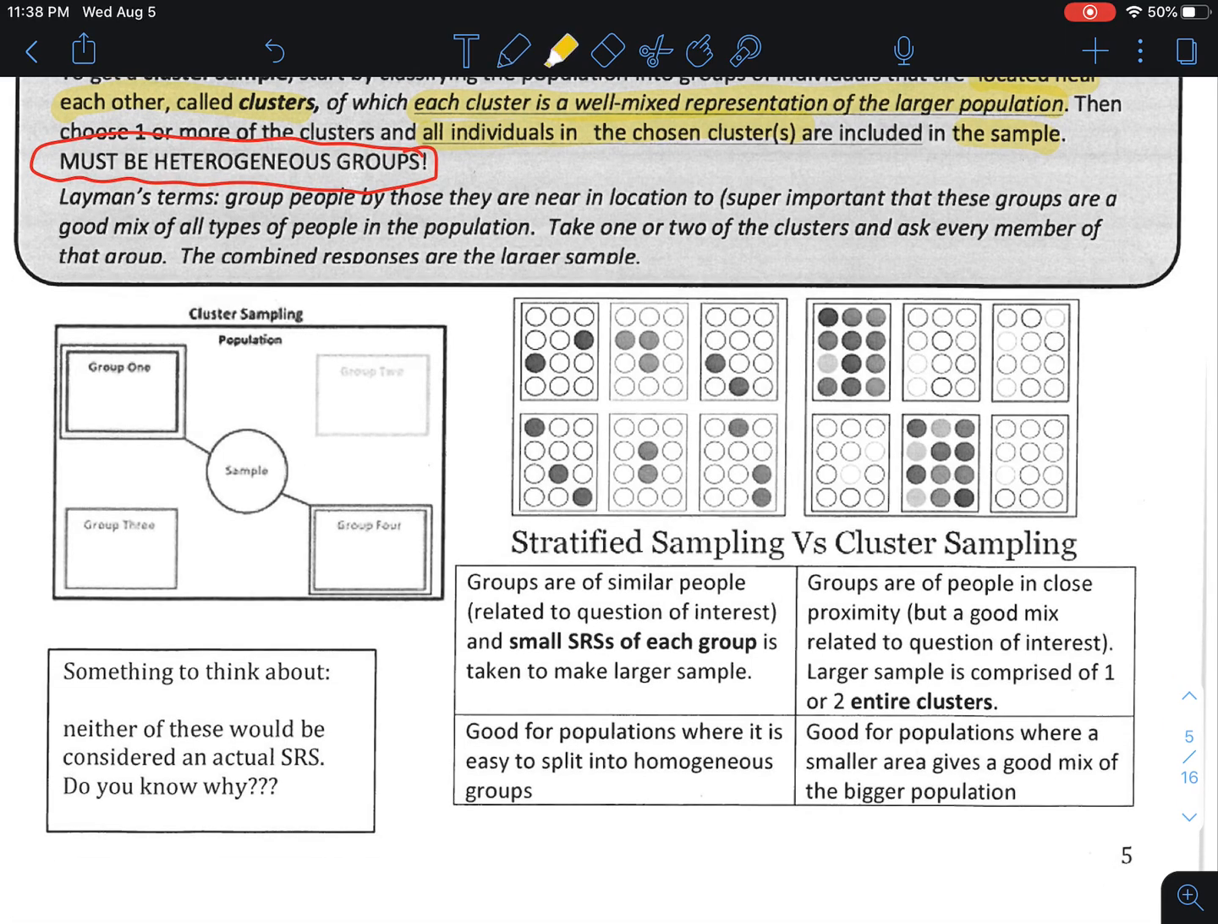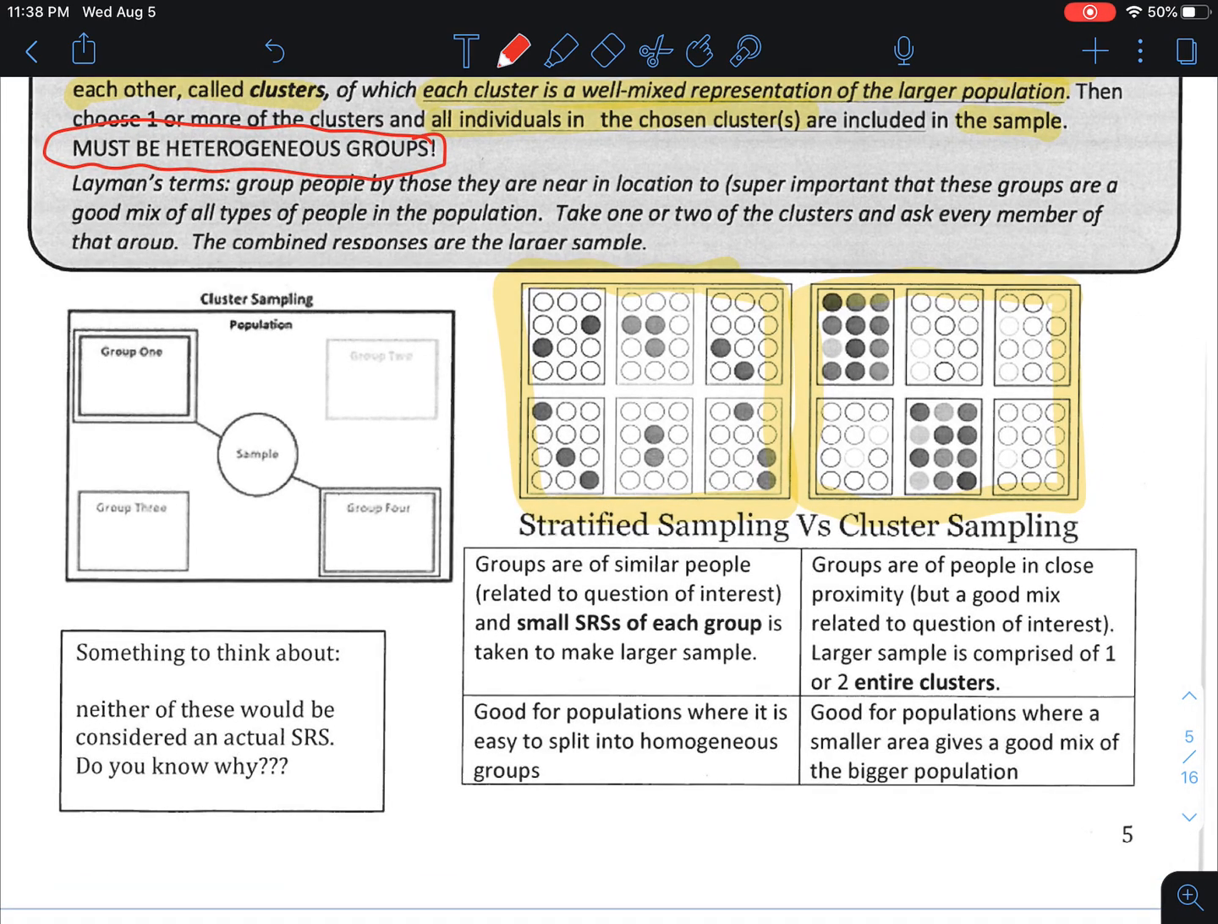All right. So a couple things to think about here, but again, another little diagram. Stratified, you got a little bit of everybody, but each group is homogeneous in nature. And then cluster is each grouping is heterogeneous or a good mix, but you only take one or two of those and you ask everybody. All right. You can see kind of some things there.